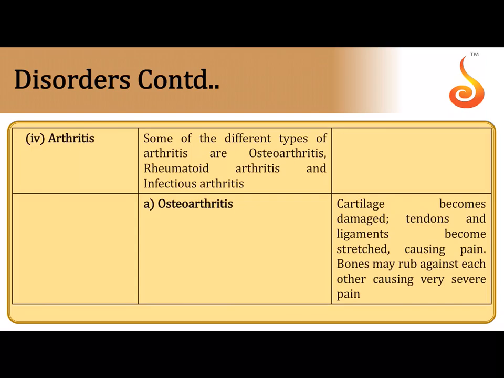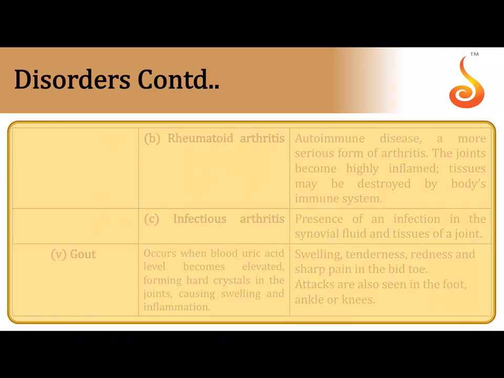Arthritis is the swelling of the joints. There is accumulation of joint fluid, swelling, inability and pain during movement. In that we have to learn about osteoarthritis, in which at the end of your long bones you have a layer of cartilage. The cartilaginous layer is damaged and tendons and ligaments become stretched, causing pain. Bones may rub against each other. That's what causes severe pain in case of arthritis.